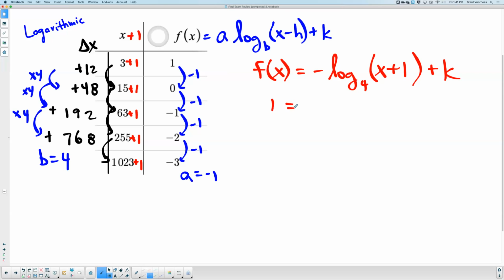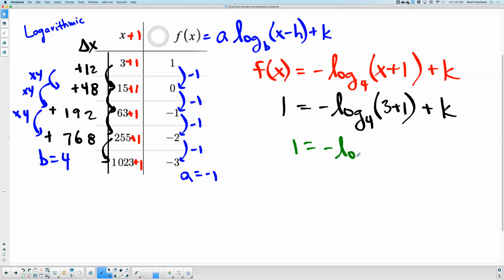1 equals negative log base 4 of 3 plus 1, plus k. All right. What is 3 plus 1? 4. So I'm looking at 1 equals negative log base 4 of 4, plus k. What's a log base 4 of 4? 4 to what power is 4? 1. That's a 1. So I could just say 1 equals negative 1 plus k.